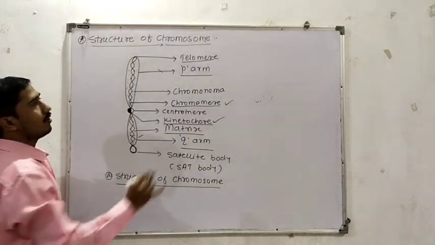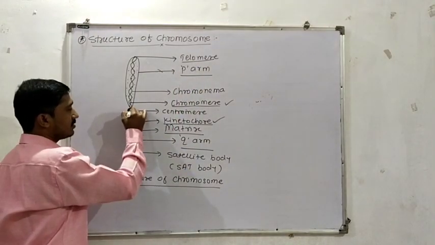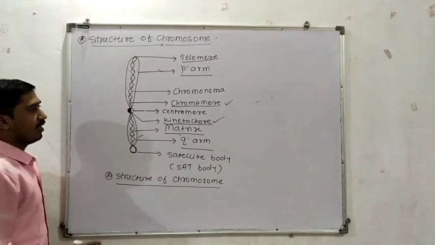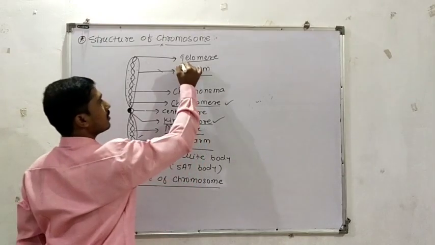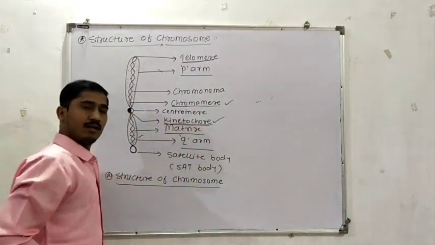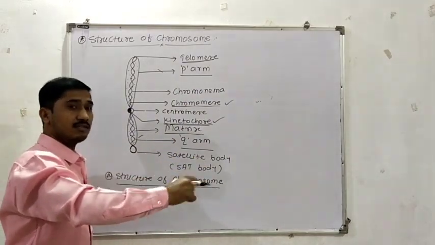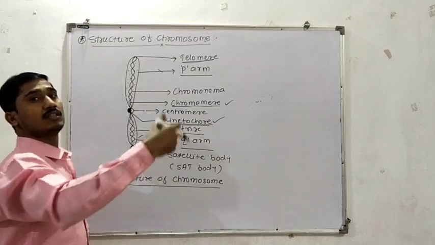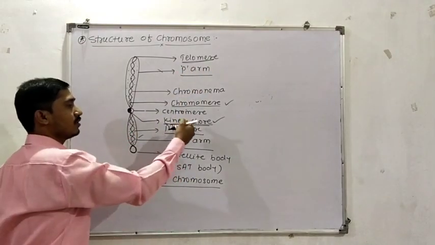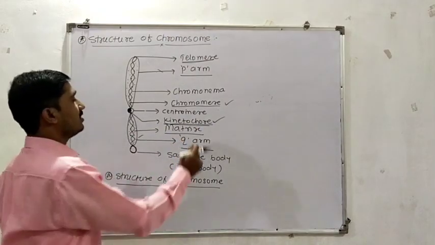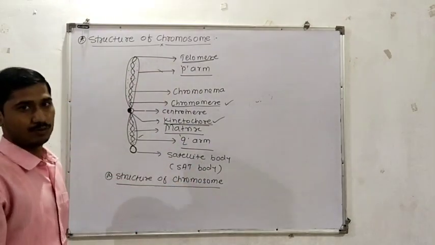is called the telomere. And at last we saw a disc-like structure present behind the centromere. That disc-like structure is called the kinetochore. Very important, telomere and kinetochore. Telomere maintains the polarity. It prevents the stickiness between two chromatids of different chromosomes. And kinetochore helps during cell division to attach the spindle fiber. Right? So this is the structure of a chromosome.